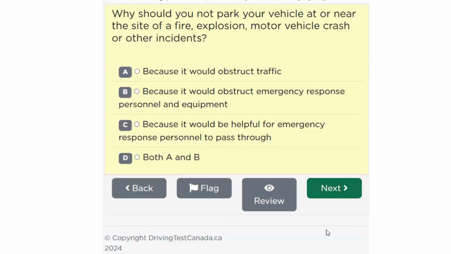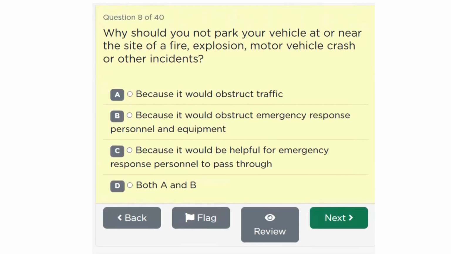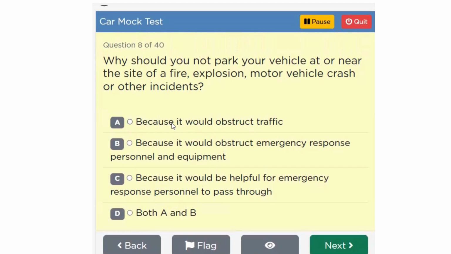Maybe, I don't know. Why should you not park your vehicle at or near the site of a fire, explosion, motor vehicle crash, or other incidents? Because it would obstruct traffic. Okay, so this one makes sense because it would obstruct emergency response personnel and equipment, because it would be helpful. No, it's not helpful. I think it is both A and B.